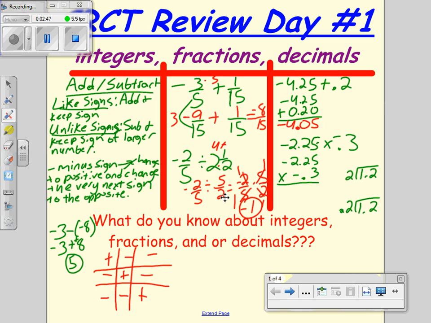Multiplying, I do not have to line up my decimals when I multiply, so I'll just put them down here. I already know a negative times a negative will be a positive. 3 times 5 is 15. 3 times 2 is 6, plus 1 is 7. 3 times 2 is 6. Count the numbers to the right: 1, 2, 3, and then go backwards. So my answer is 0.675.